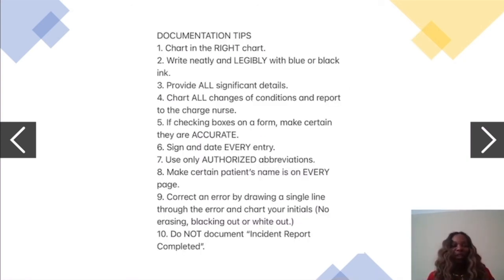Documentation tips. You want to chart in the right chart. You want to write neatly and legibly with blue or black ink. You want to use the ink that's allowed by your facility. You want to provide all significant details. You want to chart all changes of conditions and report to the charge nurse. If checking boxes on a form, you want to make sure that those boxes are accurate. You want to sign and date every entry. You want to use only authorized abbreviations for your facility.